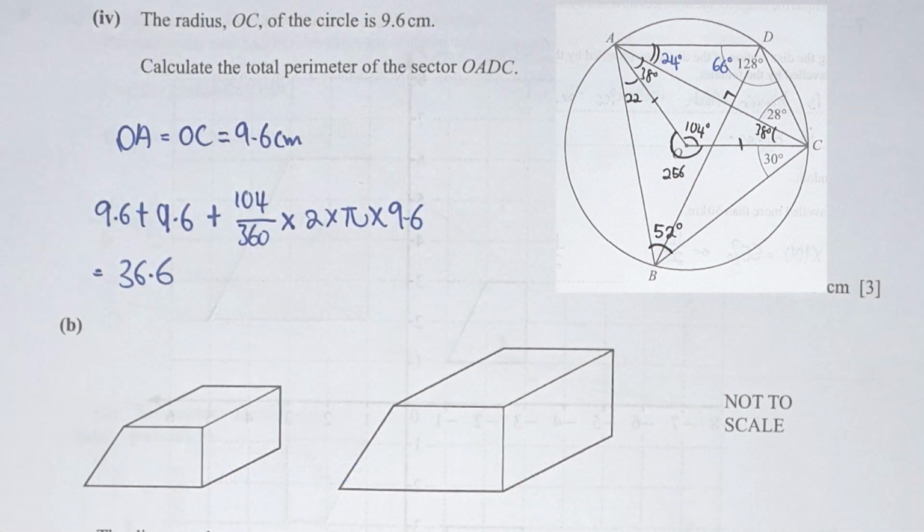As for part 4, finding the total perimeter of sector OADC, which is the quadrilateral over there. OA and OC is the same with a radius of 9.6, so 9.6 plus 9.6. Then the rest is 104 divided by 360 times 2 times pi times 9.6. Then you get the balance and the total as 36.6.